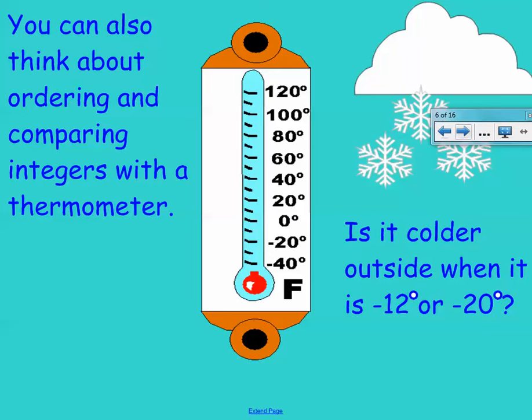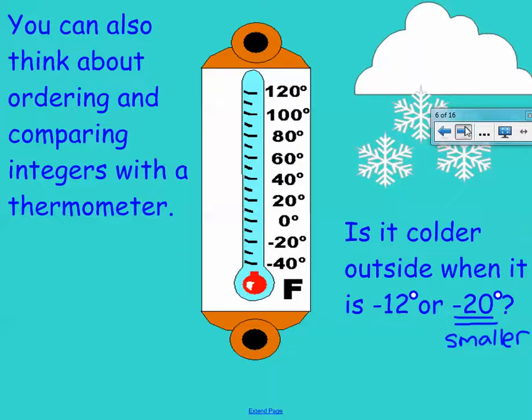Well, both of them are pretty cold, but when I think about how cold temperatures are, a -20-degree day is much colder than a -12-degree day. So because of that, -20 is the colder number, so -20 would be the smaller number of the two. The lower the temperature, the colder it is outside and the smaller the number is. So again, with negative numbers it's the opposite of what you would do with positive numbers.